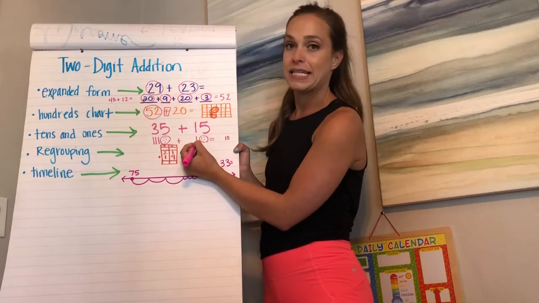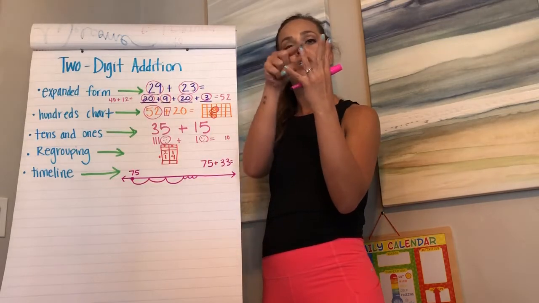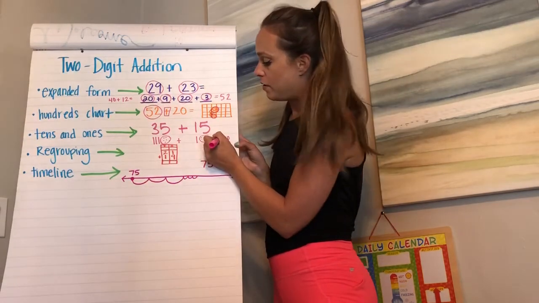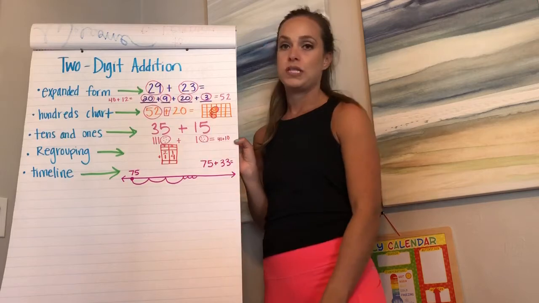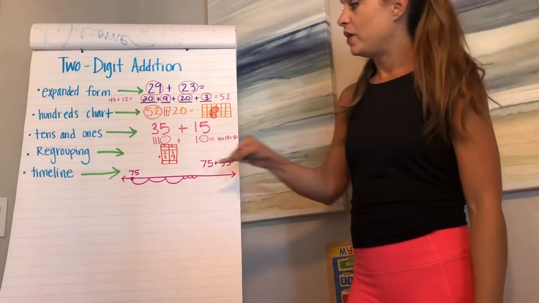And then I'm going to add my 10 rods. 1, 2, 3, 4. 4 groups of 10. 10, 20, 30, 40. Then I'm going to add those 2 together. And that gives me 50. Next one is regrouping.